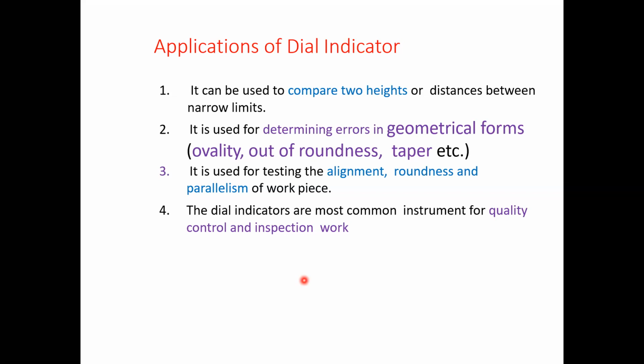Dial indicator is also part of a comparator. Johnson Microcator case is complete, the case, the body, this is the body, the metal steel pieces.